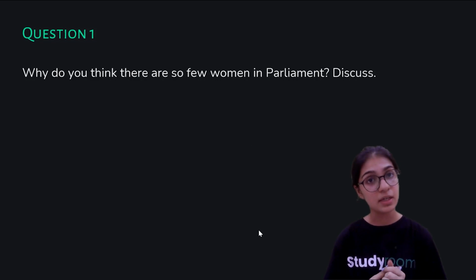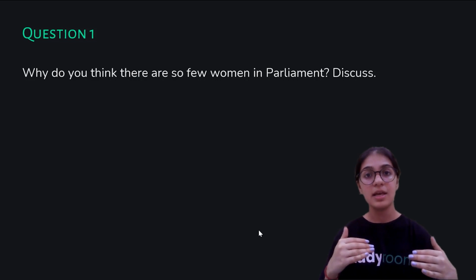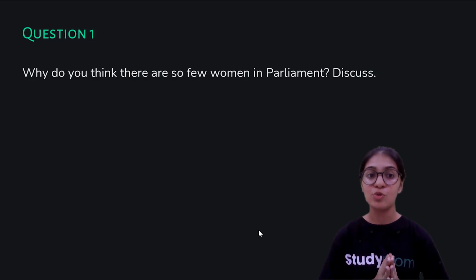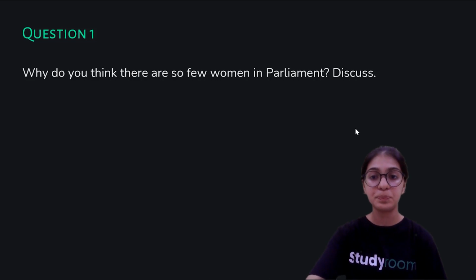because men assume that they're just meant to dominate, and the women cannot make the laws. The women cannot work as equal in power as them. So just because of the thought process, just because we live in a society which is dominated by men, we could see that there are few women in the parliament.